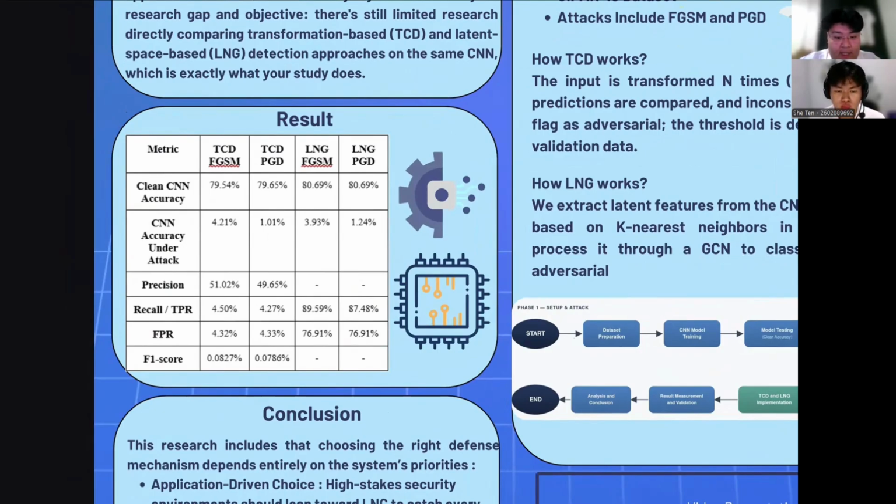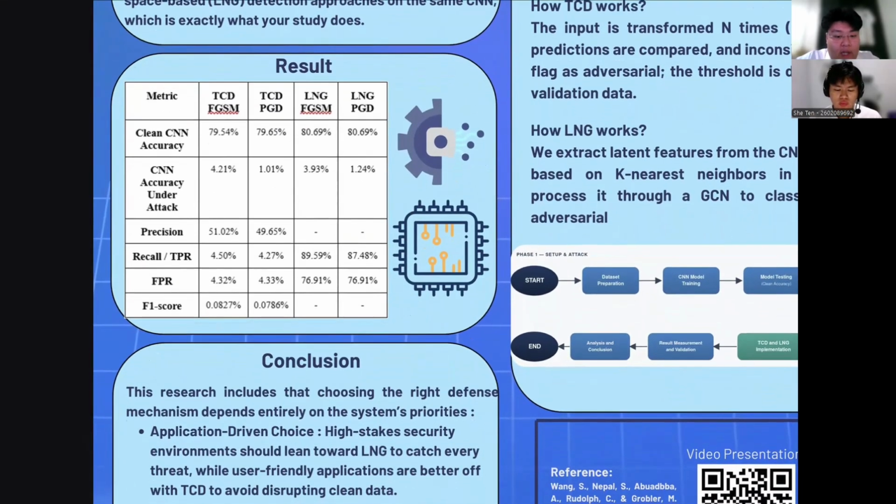On the other hand, TCD showed the opposite behavior. It had a much lower false positive rate of only 4.32%. So it was much better at preserving clean images, but its true positive rate was only 4.33%, and its F1 score was below 1%, meaning it missed most adversarial examples. So we can clearly see the trade-off between these two methods. LNG is much more sensitive in detecting attacks, while TCD is much more conservative and produces fewer false alarms.